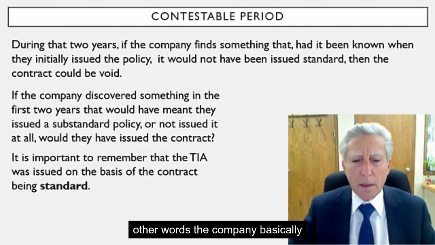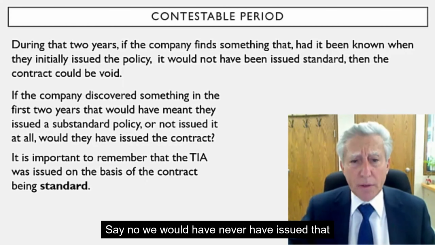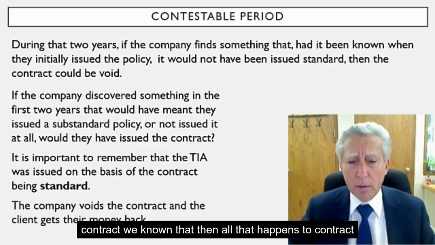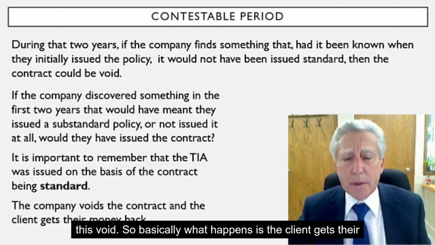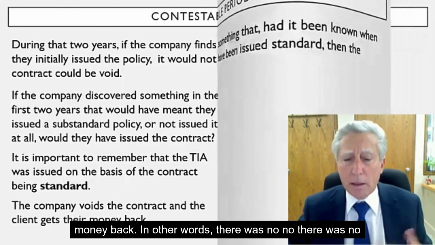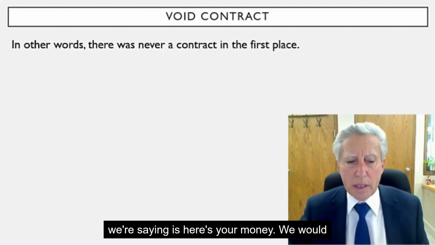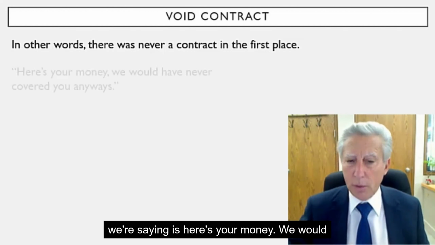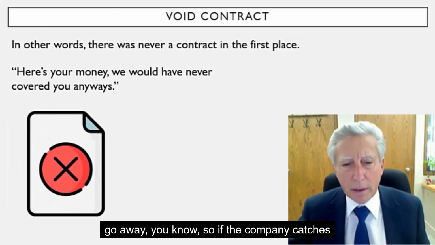So in other words, the company will basically say, no, we would never have issued that contract had we known that. Then all that happens, the contract is void. So basically what happens is the client gets their money back. In other words, there was never a contract in the first place. In other words, essentially what we're saying is, here's your money. We would have never covered you anyways, and so therefore, essentially, please go away.